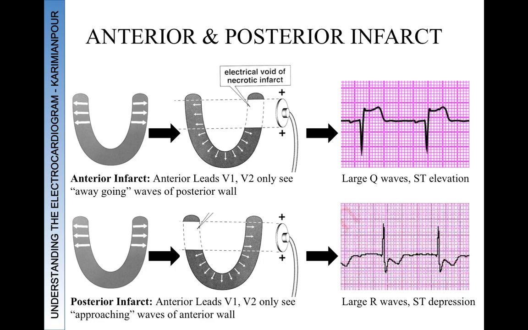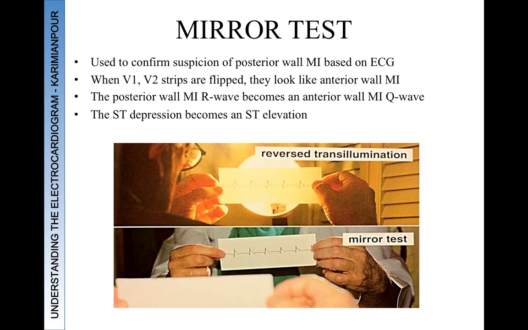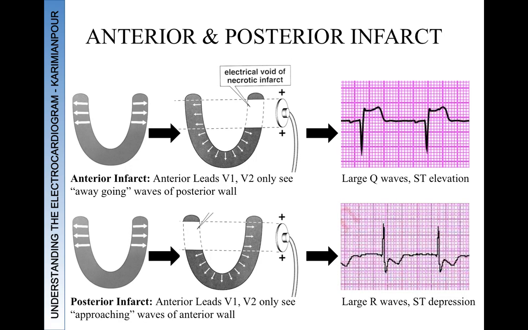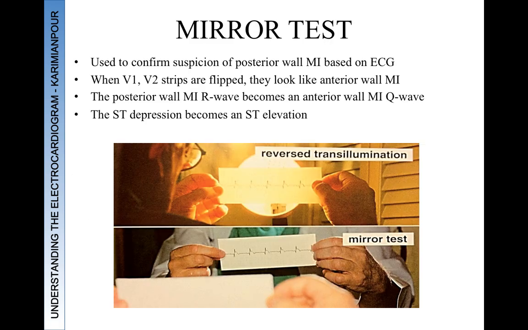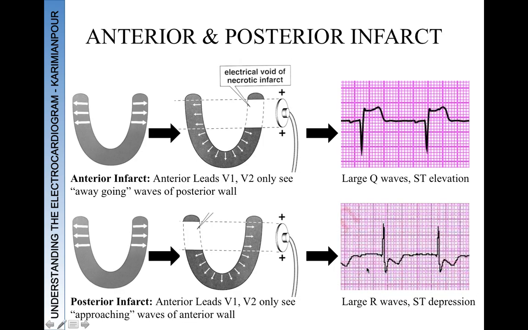So whenever you have the large R waves in V1, which is directly over the posterior wall of the heart, you should do what's called a mirror test. So you take the ECG strip or the 12-lead EKG, and you either look at it in the mirror or you flip it upside down and look at it through a light, and you can see that the large R waves in V1 become Q waves, and the ST segment depressions become ST segment elevations.